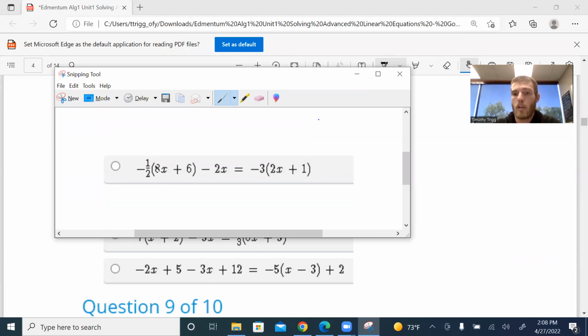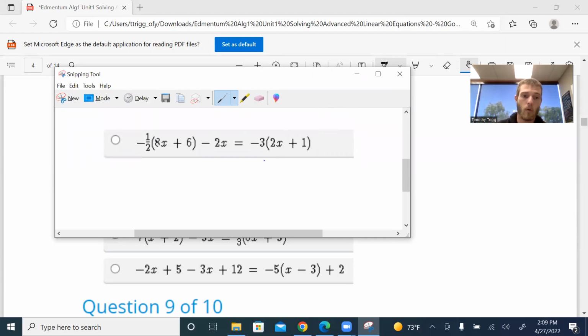So something with no solution will end up saying something like this. 0 equals 5 or something. Okay, this is false, right? These are not equal. So if you end up with something like that, where it says 0 equals 5 or -5 equals 5, then we would say it has no solution. Okay. Well, let's go ahead and work this out.